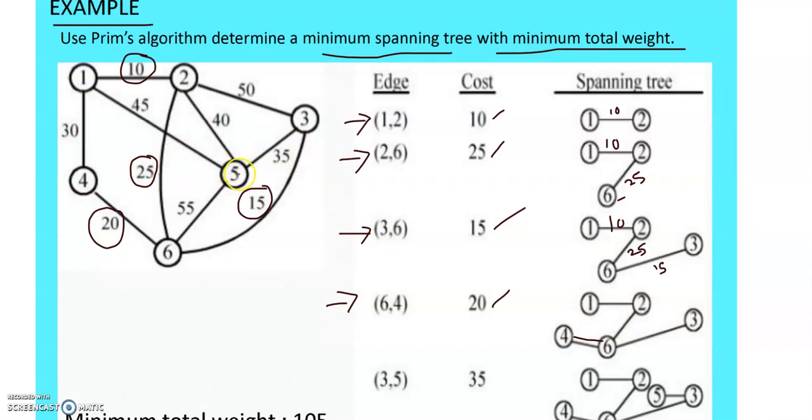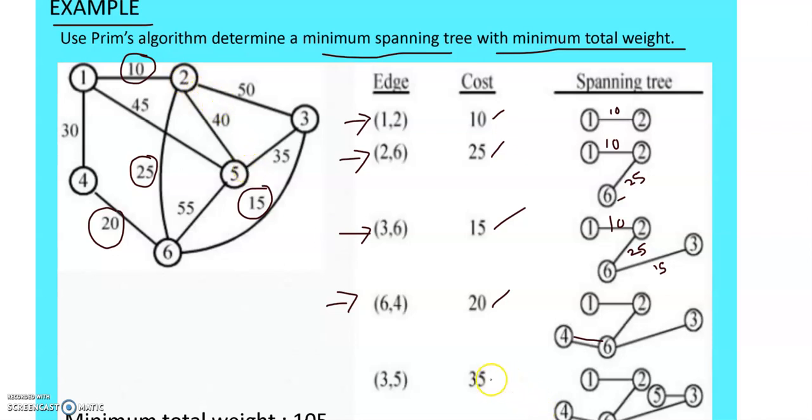So now, to connect vertex 5 with the existing spanning tree, which edge can you select? From 5 you have weight 35 to connect vertex 3, weight 40 to connect 2, weight 45 to connect 1, and weight 55 to connect 6. But it's very, very important. Now you see, among these you have to select the minimum weighted edge.